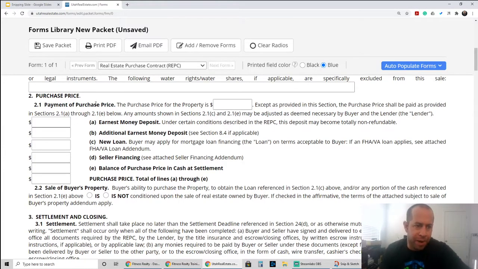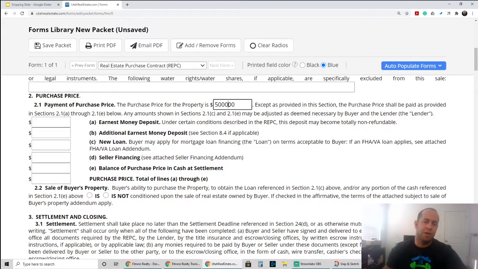All right, payment of purchase price. Let's say this thing's a cool $500,000. You can write it like this. Whatever you like, and however you like to make your contracts look, that's up to you.